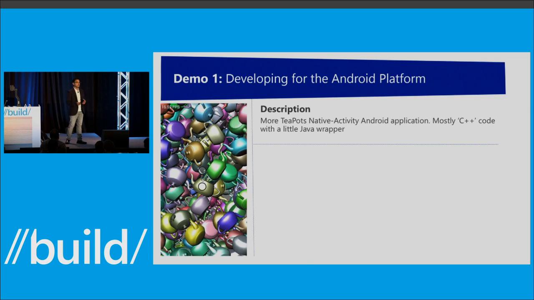And native activity, for those of you who are not very familiar with the Android platform, is a style of Android programming where the majority and almost all of your code is C++. You still have a very thin Java layer at the top, but that's really for show. So we're going to demo that. For doing that, I'm going to move back here and wake up my machines, and also change my display port.